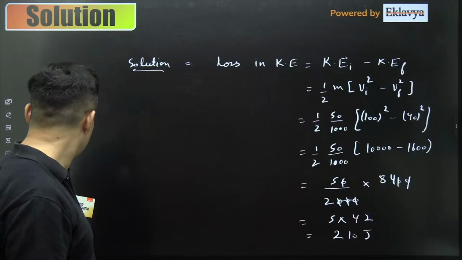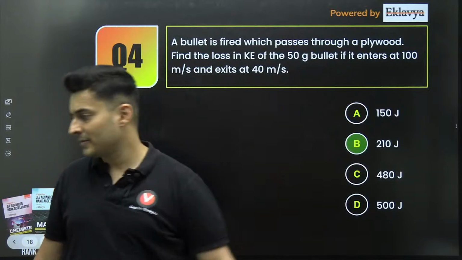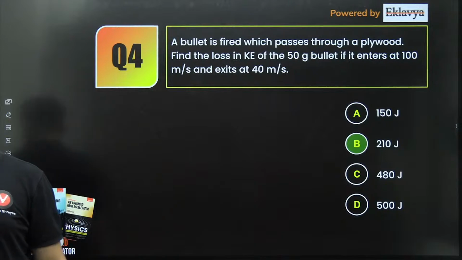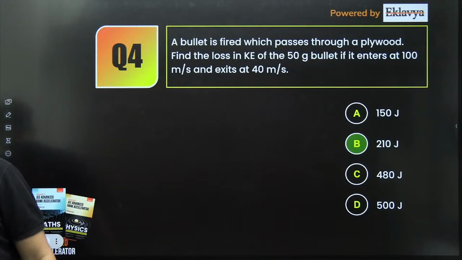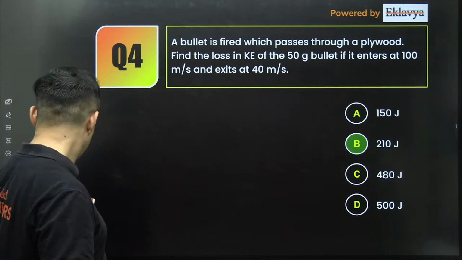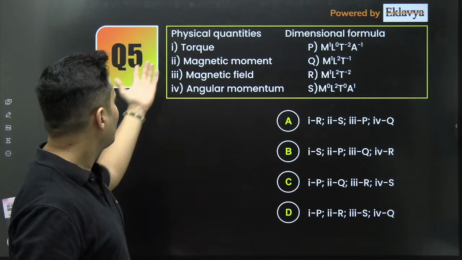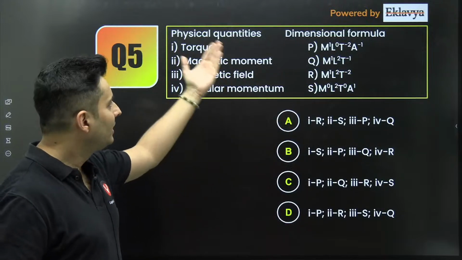So yes, that is the correct answer, 210 joules. Yep, option B, very good. Very easy to solve these kind of questions, right? Imagine, I think this was one of the easiest questions which we are getting from all the shifts that I am seeing. Okay, physical quantities and their dimensional formula.